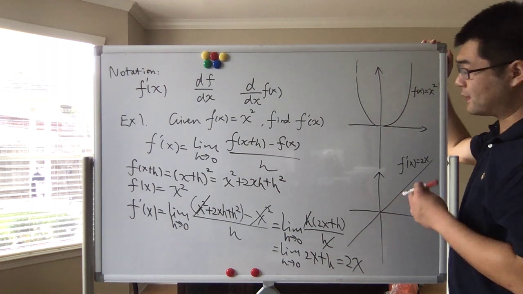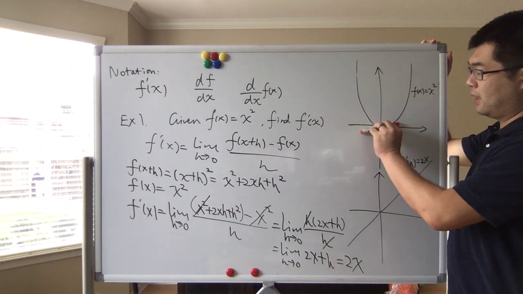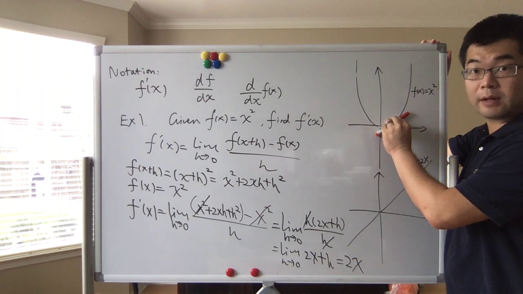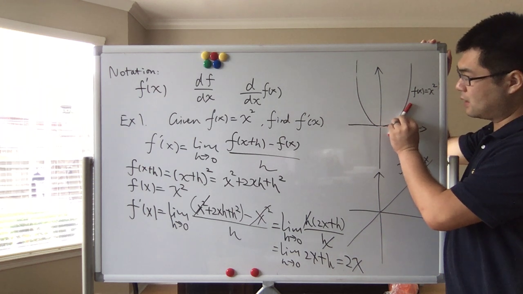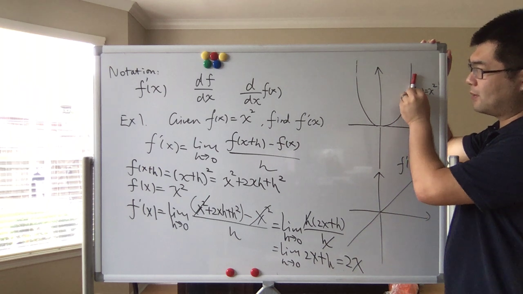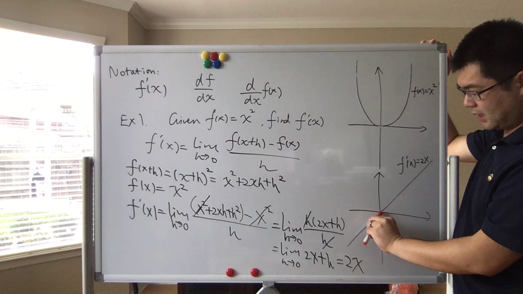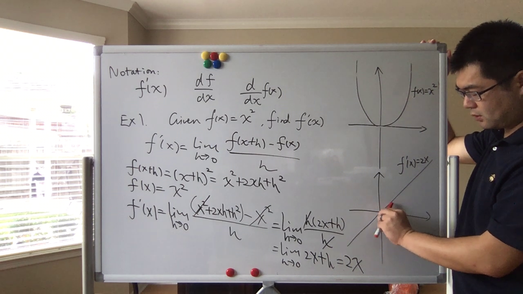Let's see what happens after we cross 0 here. After here, the slope becomes positive, and then the slope of the tangent line becomes larger, and larger, and larger. After the slope of the tangent line becomes 0, it keeps getting larger.